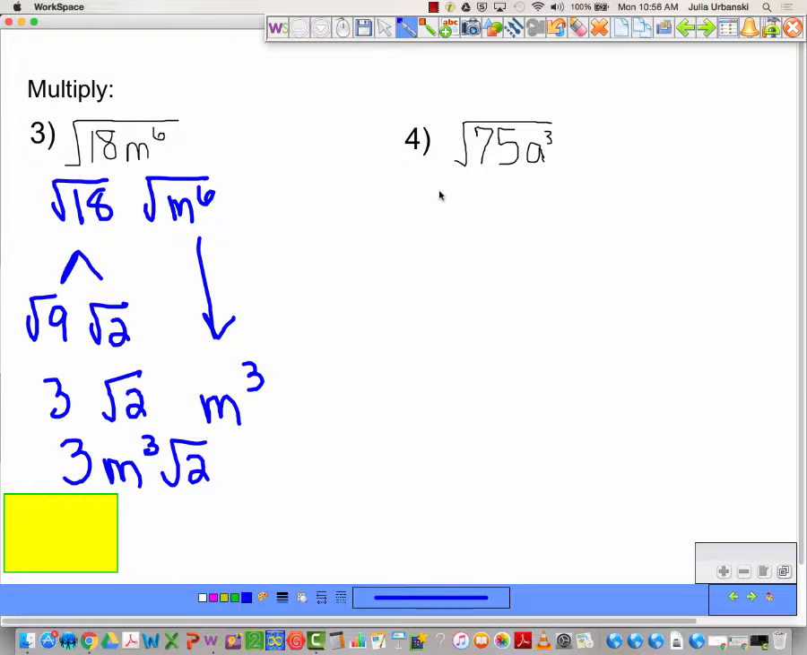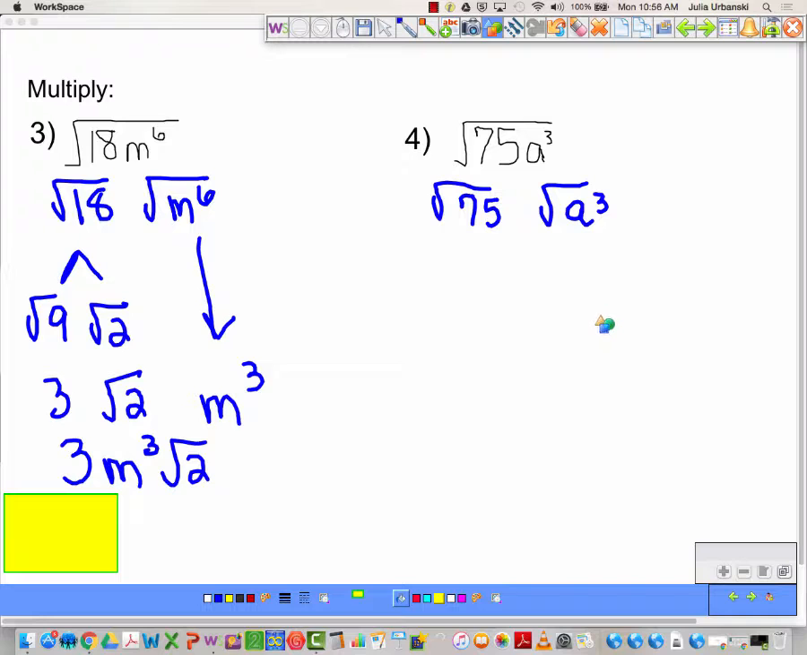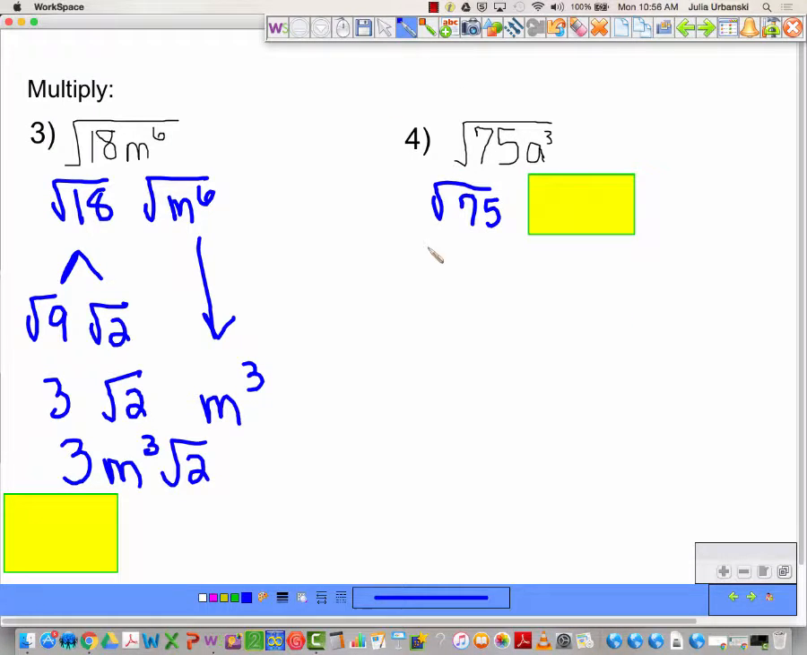Number 4, there are 2 things to split it up into. Square root of 75 and a to the third. I'm going to leave a to the third alone for a second. Square root of 75, that could be 25 and 3. Write that down. Square root of 25 times 3. I did 5 times 15. You said 5 times 15? Okay, keep going with that and see if it matches at the end.